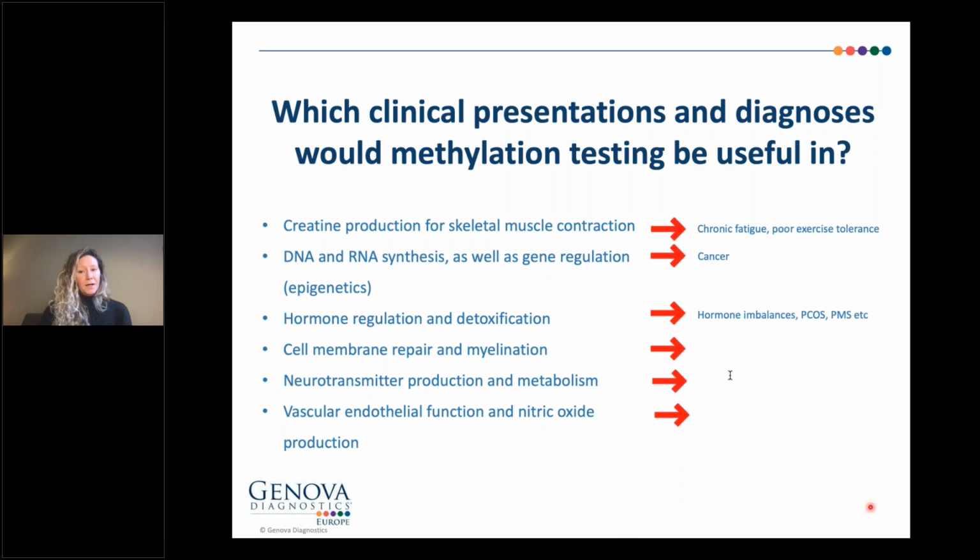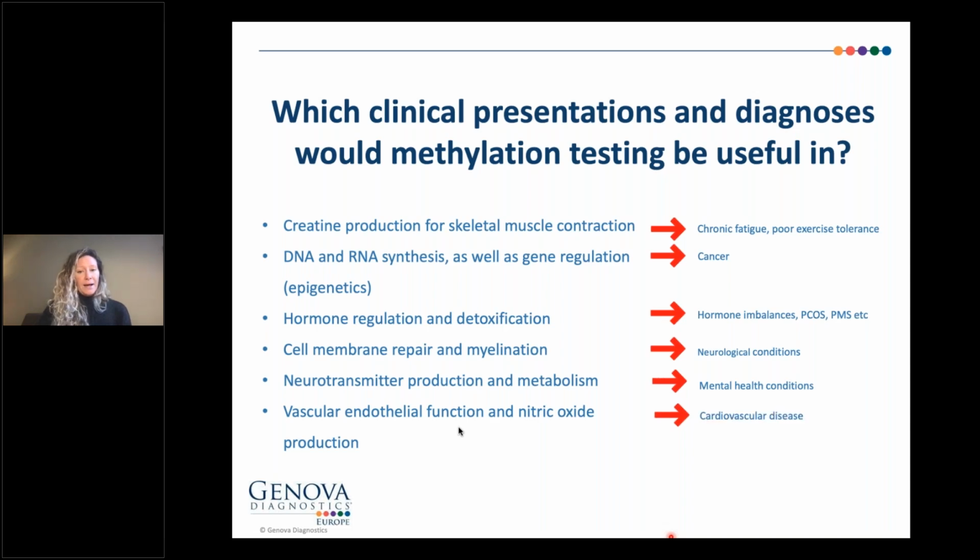We then also have the importance of cell membrane repair and myelination when it comes to methylation and the role it plays here. So in this section, we're looking at neurological conditions, so issues such as Parkinson's disease, for example, as well as other neurological diseases that can be highly related to poor methylation. Those with mental health conditions such as depression, anxiety, bipolar, schizophrenia, and other mood disorders may also have methylation defects due to the role that methylation plays in neurotransmitter production and catabolism.